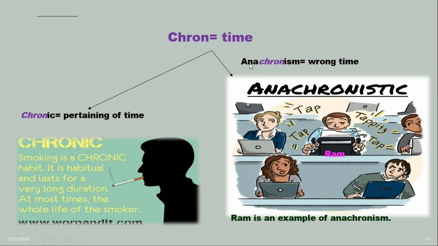Next word is anachronism, which means wrong time. See here the ram in this figure. Ram is doing something which is disturbing others. Example, Ram is an example of anachronism. Let us have a look at these two different words again. Chronic, pertaining of time; anachronism, wrong time.